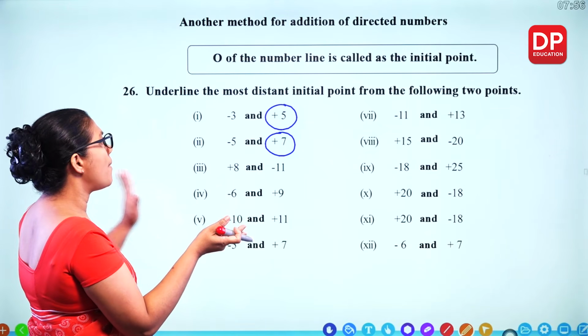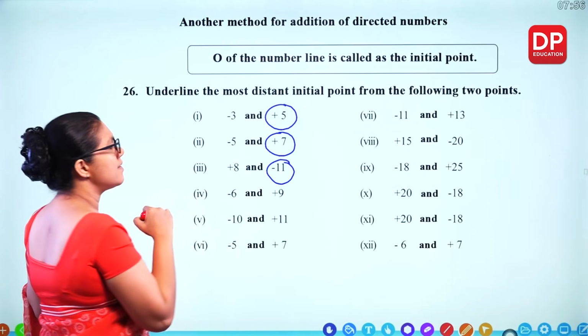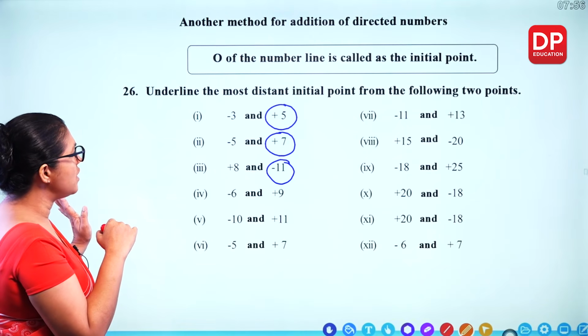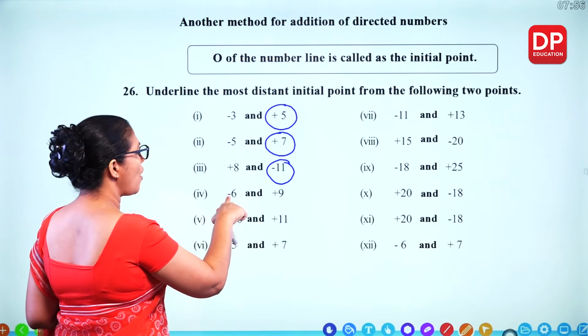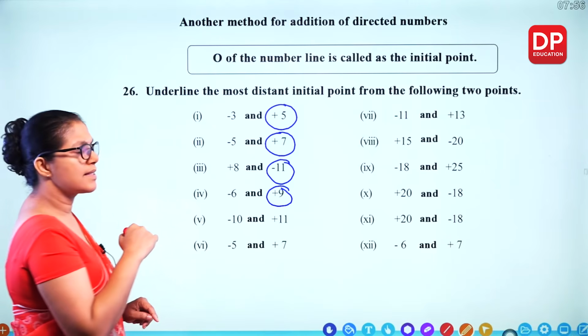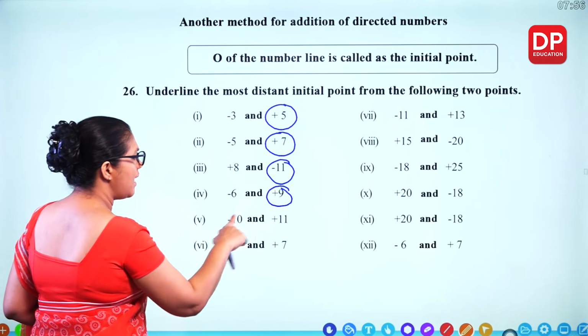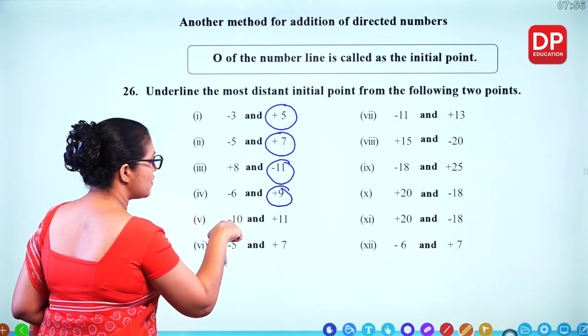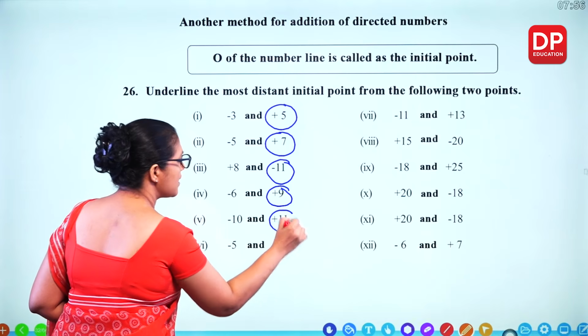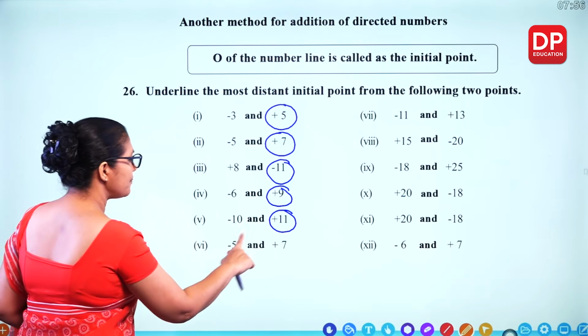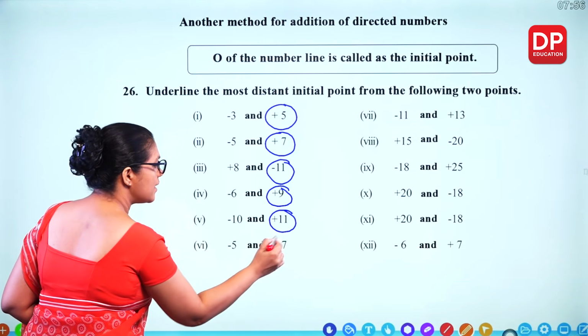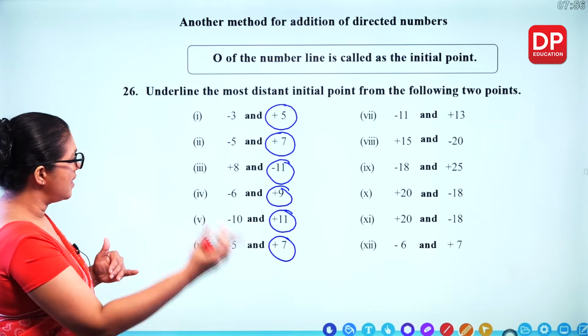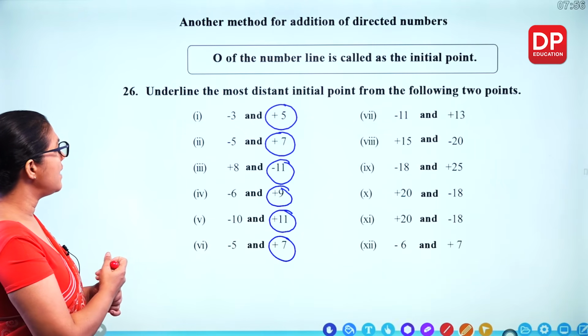Plus 8 or minus 11? This is the most distant value from the initial point. Plus 9 or minus 6? Plus 9. 10 or 11? So this is towards left, this is towards right. 11 is bigger. Minus 5 or 7? 7 is more distant than 5.